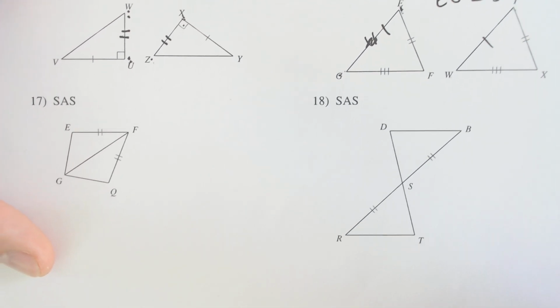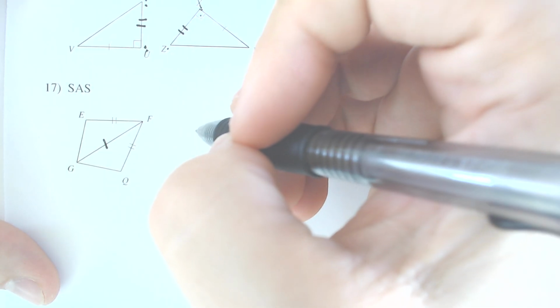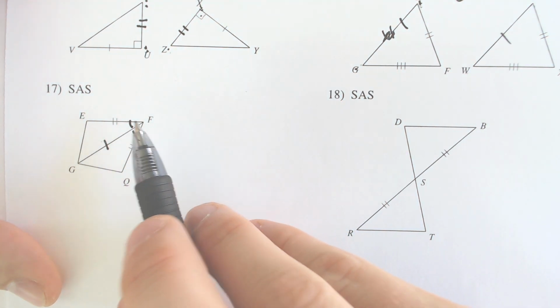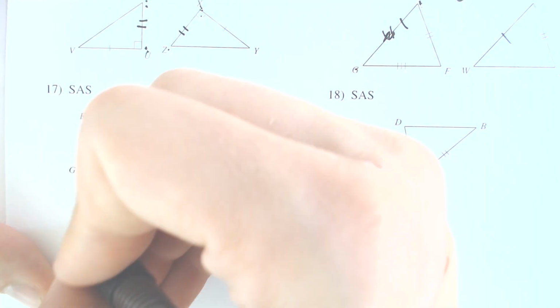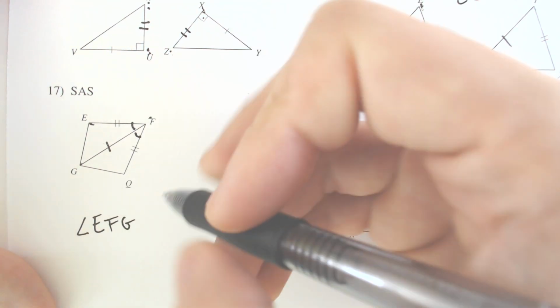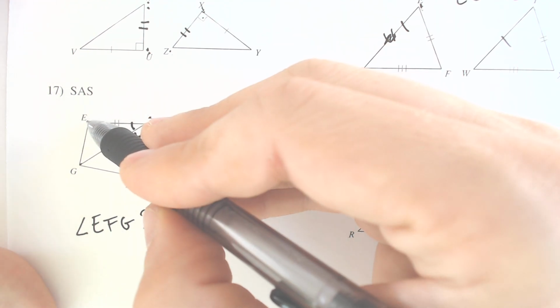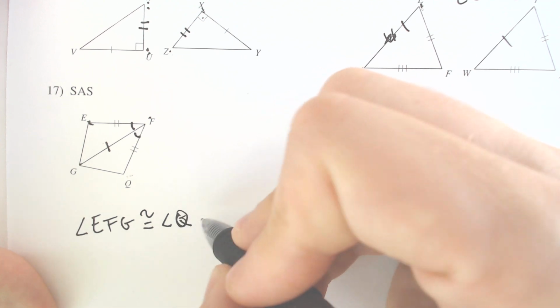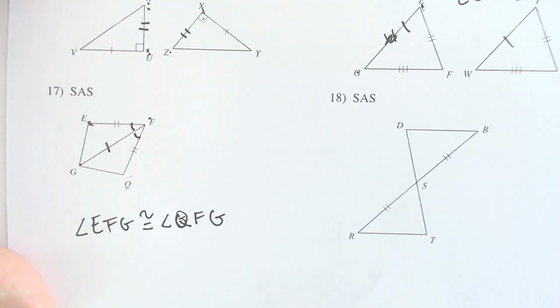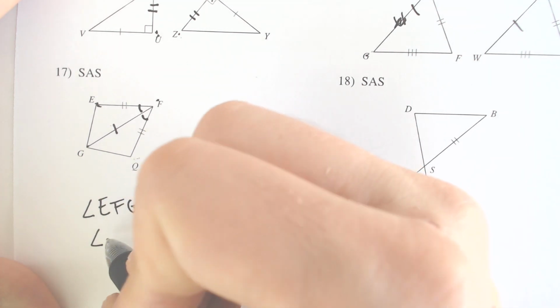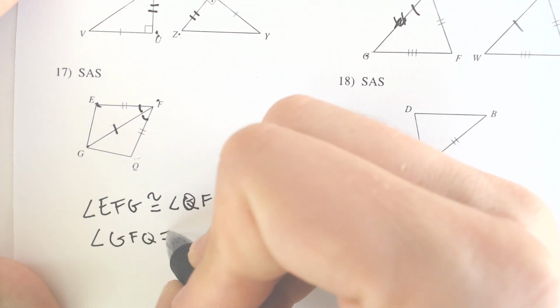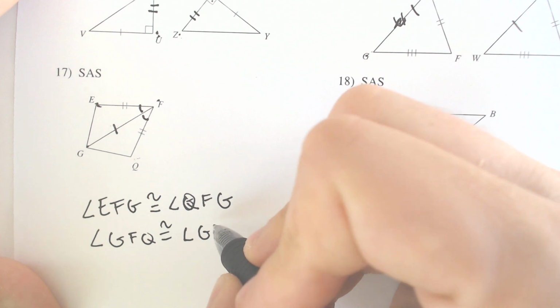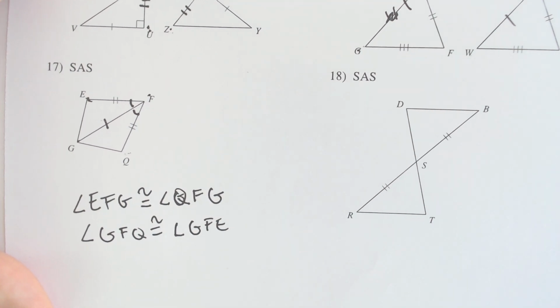All right. 2 more, and then we're done for the afternoon. Shared side in the middle. We're looking for side angle side, so that would be this angle and that angle. You can't just say angle F. You have to say EFG. So angle EFG must be congruent to angle, we went from this corner, so I have to go from the corner QFG for the other one. That is one answer. Another answer could be angle GFQ must be congruent to angle GFE. There are other ways that you can write these.